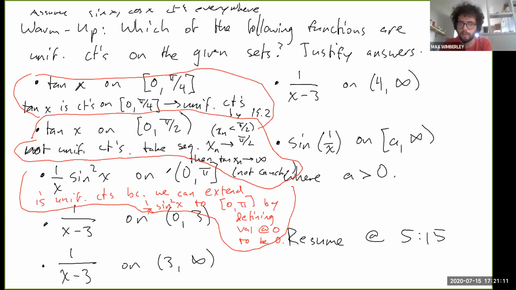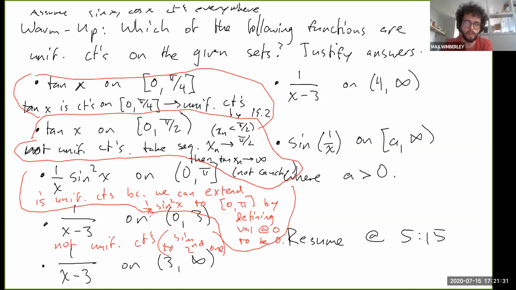So this extension thing is what you want to think about for this one. The fact that we can extend it to 0 continuously is key. And then this one is not uniformly continuous. This is similar to the second one, right?